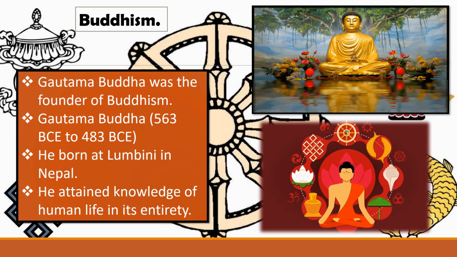On that day, he got enlightenment, or the biggest high, or the highest knowledge. The tree is now known as the Bodhi tree or Bodhi Vriksha, and the place Urvila is known as Bodh Gaya. He delivered his first speech at Sarnath near Varanasi.